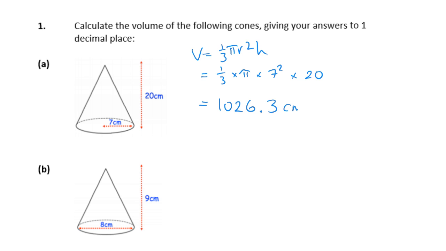Part B then. Remember, it's 1/3 pi r squared h. So it's 1/3 times pi. Now this time it gives us the diameter is 8, so our radius would be 4, and our height is 9. So 1/3 times pi times 4 squared, or 16, times 9. And again, it's to 1 decimal place. So we've got 150.79, so that rounds up to 8. And again, our units are centimeters cubed.